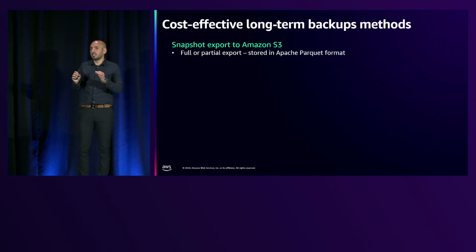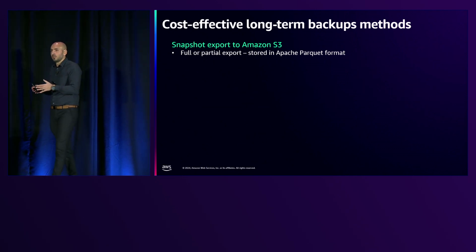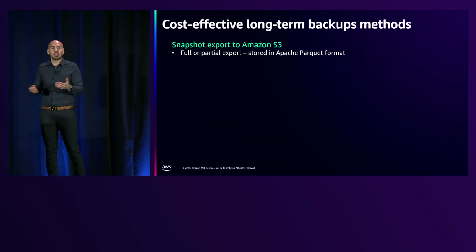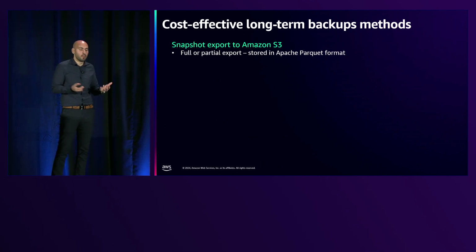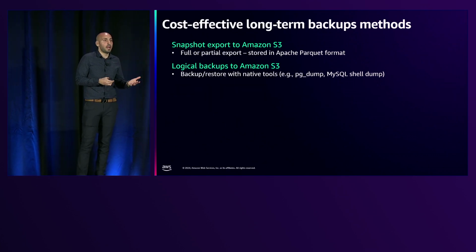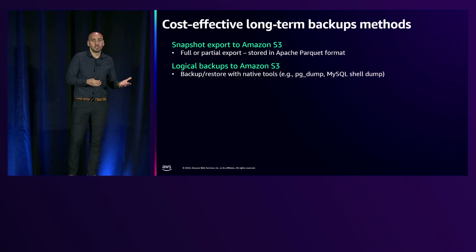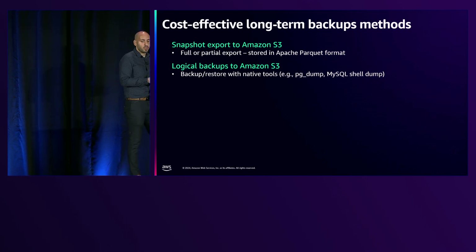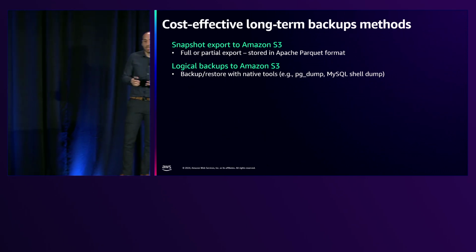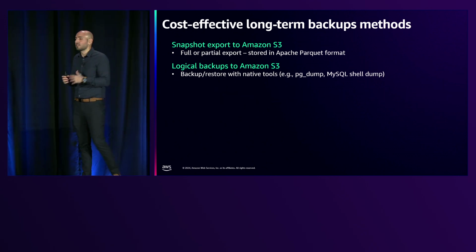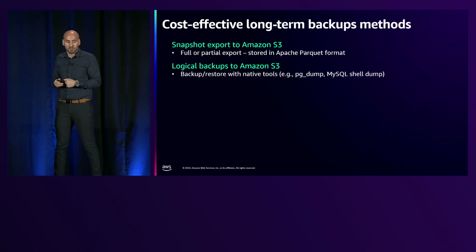And then we store it in Apache Parquet format, which is ideal for storage and querying using tools like Amazon Athena. It is a compressed format. Another alternative would be to use logical backups using native database tools. So for example, with Postgres, you have pg_dump. With MySQL, you could use MySQL Shell dump. So these are different ways to provide cost-efficient long-term backup methods.